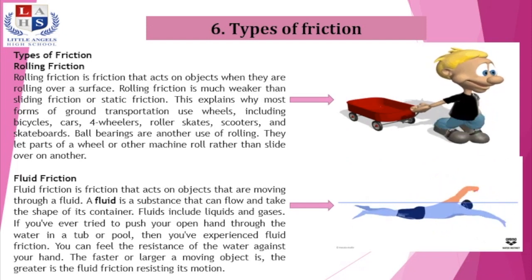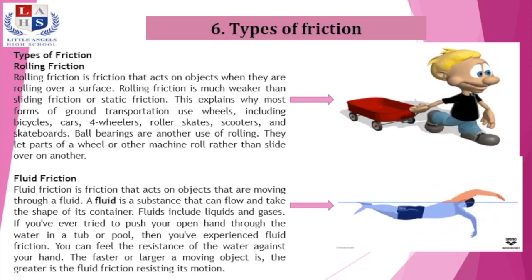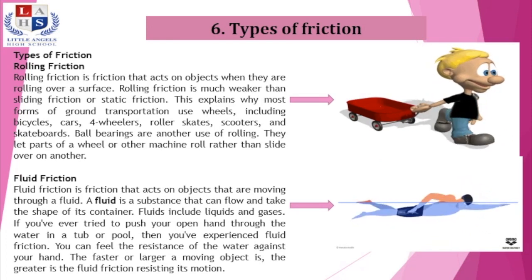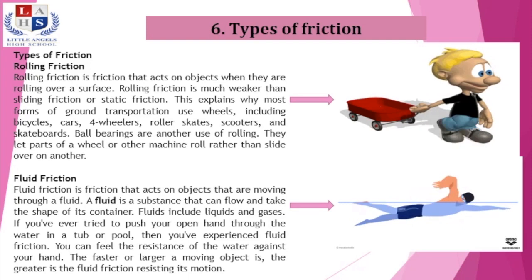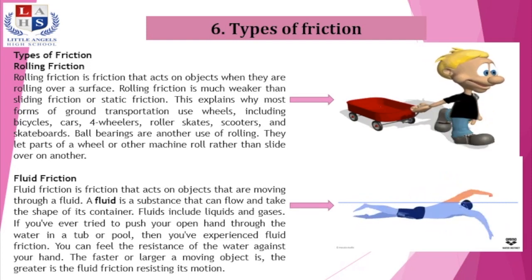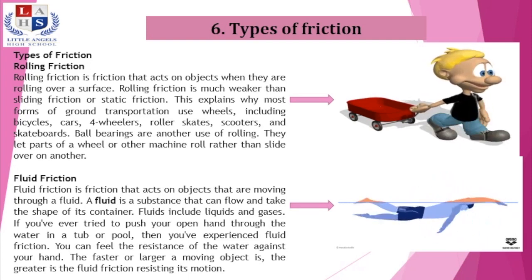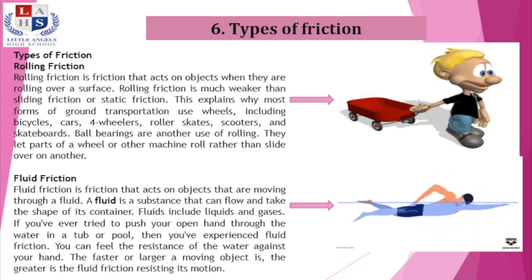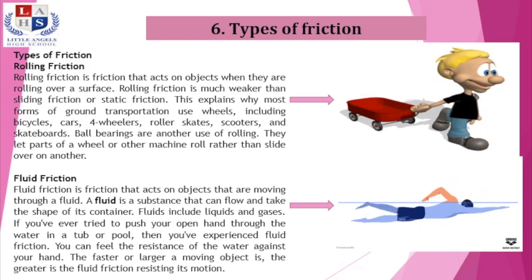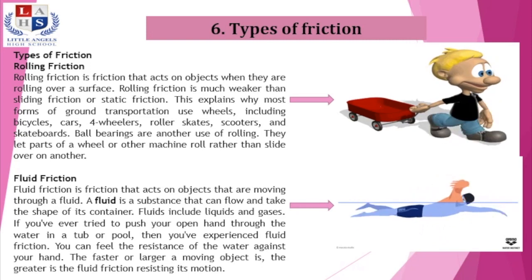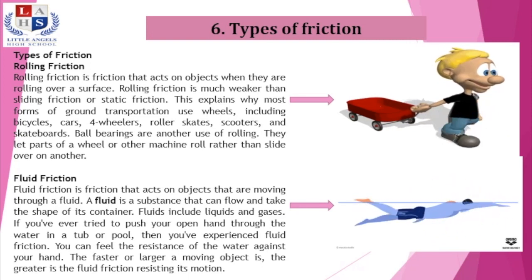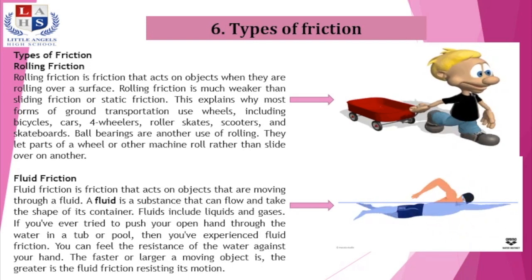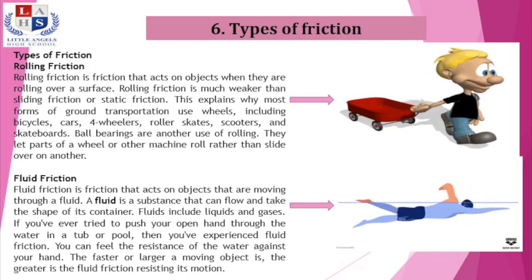Under types of friction, the next two are rolling friction and fluid friction. Rolling friction acts when an object rolls over a surface, as the animated image is showing. The cart is moving very easily due to rolling friction. This explains why most forms of ground transportation use wheels, including bicycles, cars, four-wheelers, etc.